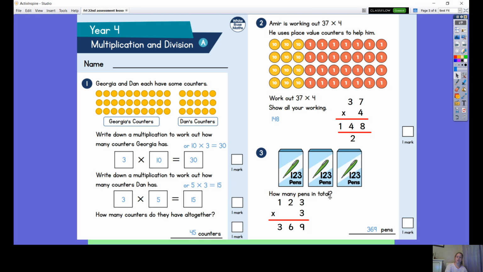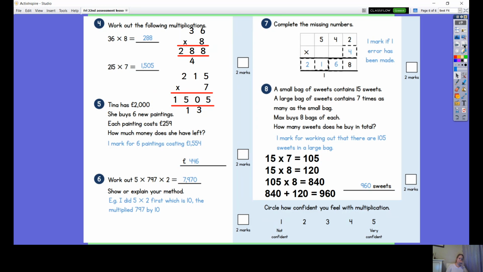And then here, how many pens in total? We had 123 pens in 3 packs, so it's 123 times 3. 3 times 3 is 9, 3 times 2 is 6, 3 times 1 is 3, so the answer is 369. So well done if you got that one right. Okay, moving on. 36 times 8, and the answers are there.